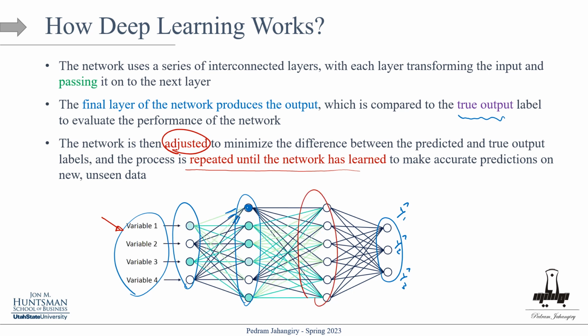I compare this output with the actual y in reality. If the distance is too far, I have to go back and update these weights, right? All these lines are connected to each other using some weights. So the network is going to adjust those weights to make sure that the new output, the new y hats, are closer to the true label y, okay? So this is, in a nutshell, how deep learning networks work.